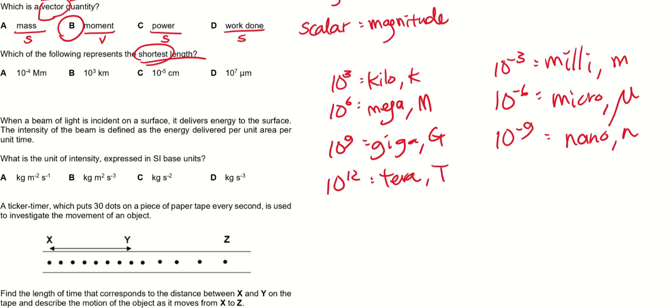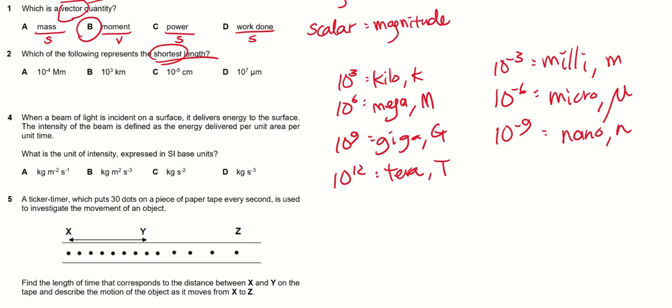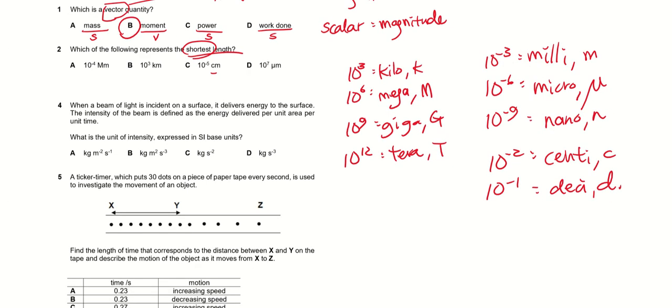Other than memorizing what the prefixes mean and their values, you need to be able to convert from prefix to no prefix. Centi is 10 to the power of minus 2. Then we have deci, 10 to the power of minus 1. These are the prefixes that you need to know. They are fixed before the unit, that's why they are called prefixes.